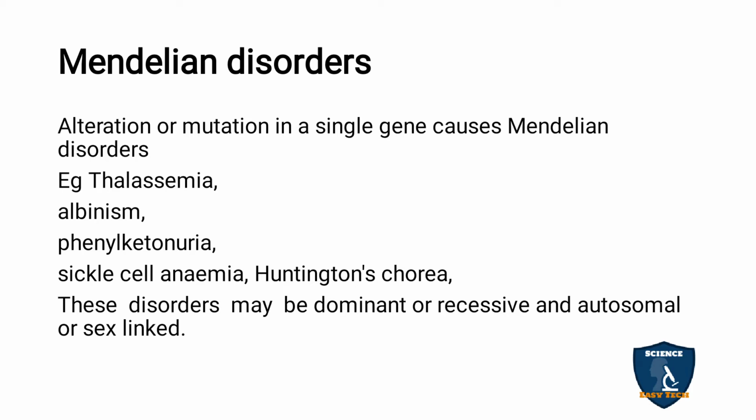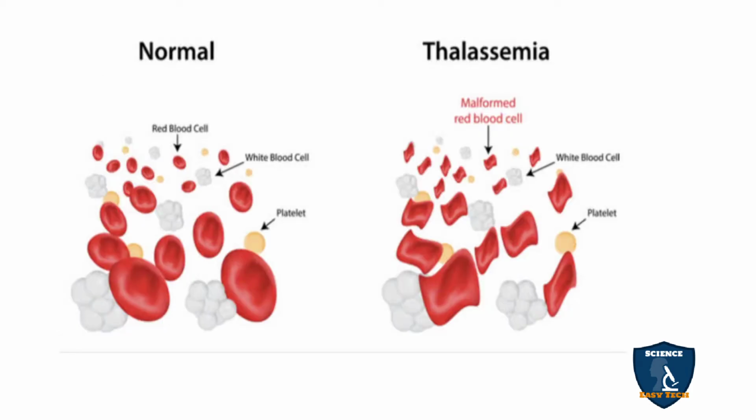If a single gene is altered or defective in the parent, it will be transmitted to the child. So this is a Mendelian disorder. Some examples of Mendelian disorders are Thalassemia, Albinism, Phenylketonuria, sickle cell anemia, and Huntington's chorea. They may be dominant or recessive, and autosomal or sex-linked disorders. First we will see Thalassemia. So this is a picture.